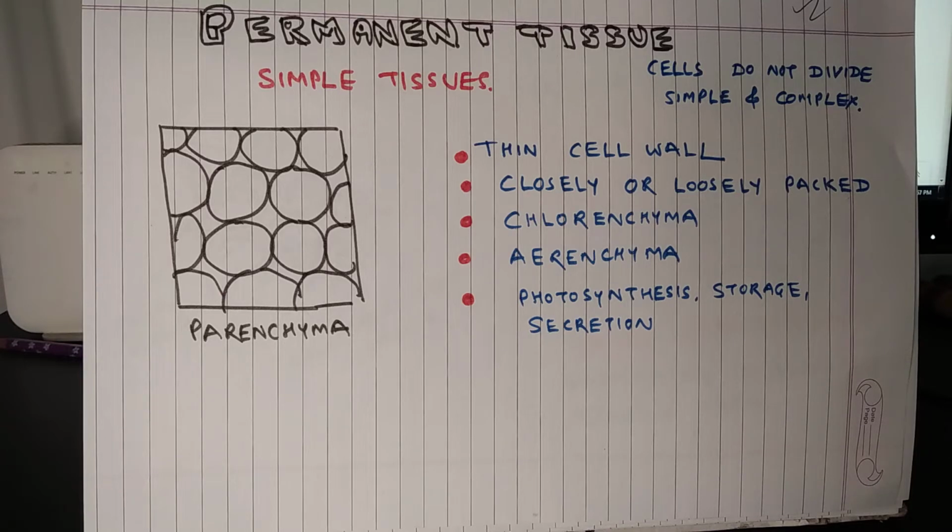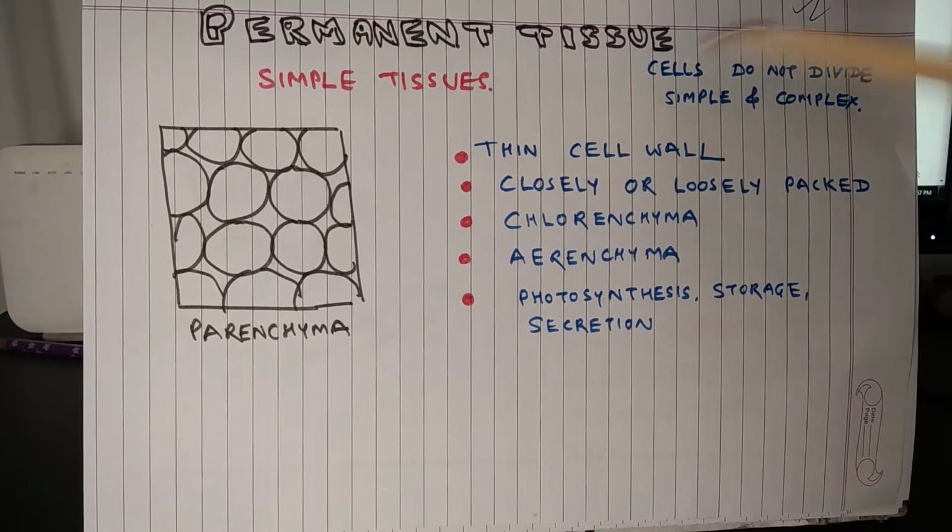So cells of permanent tissue do not divide. There are two types of permanent tissue. One is called simple tissues and another is called complex tissues. So in this lesson, you will learn about simple tissues. There are three types of simple tissues. Number one is parenchyma, number two is collenchyma, and number three is sclerenchyma.